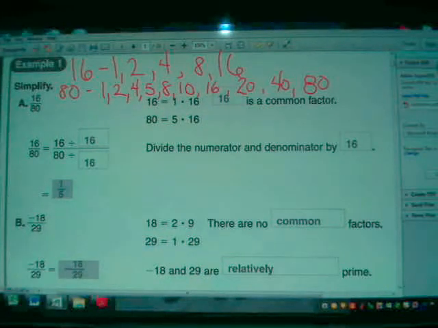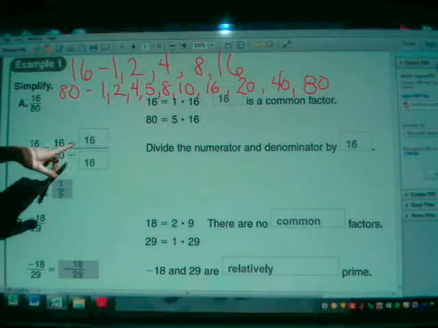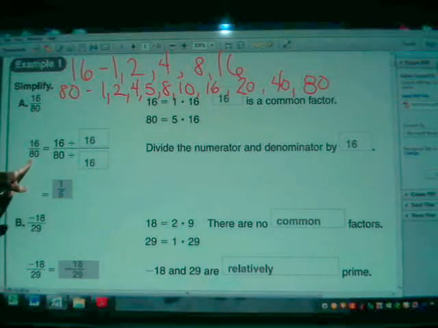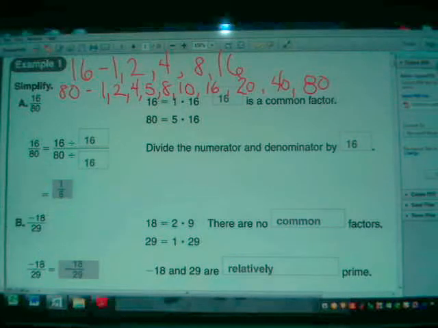And what you want to do at this point is spot the biggest number that's on both of the lists. Again, both of the lists. And that's very clearly 16. So what you're then going to do is divide 16 out of both the numerator and denominator that you're seeing here. And when you do that, 16 divided by 16 is 1, and 80 divided by 16 changes into 5, and the simplified fraction is 1/5.